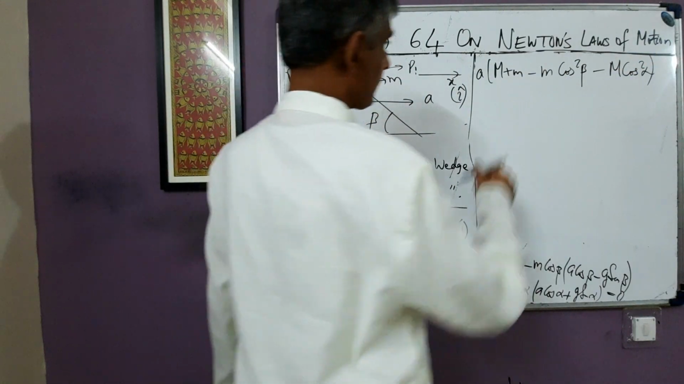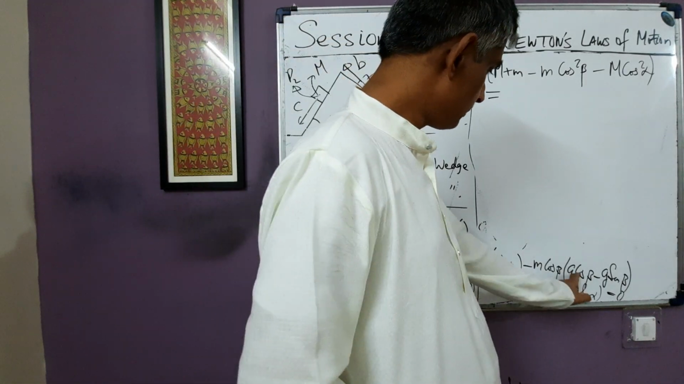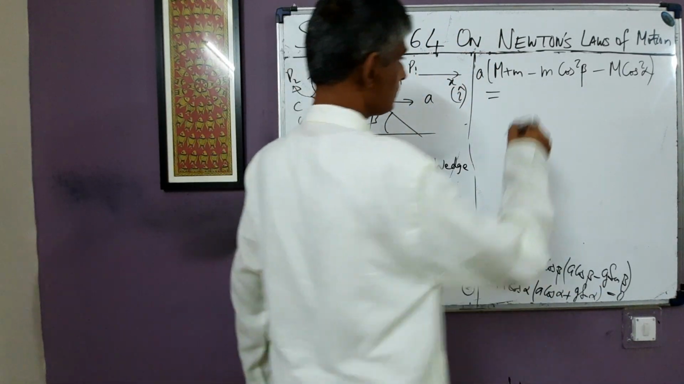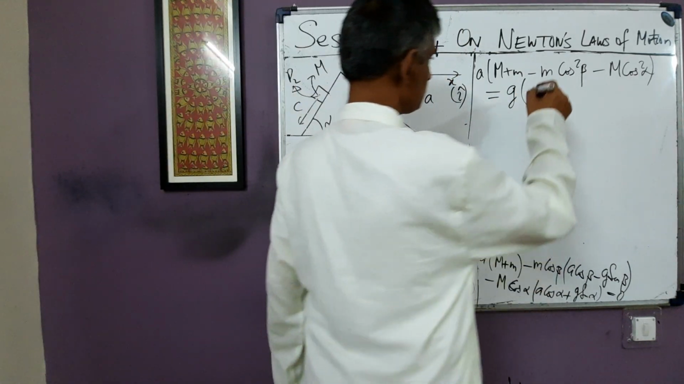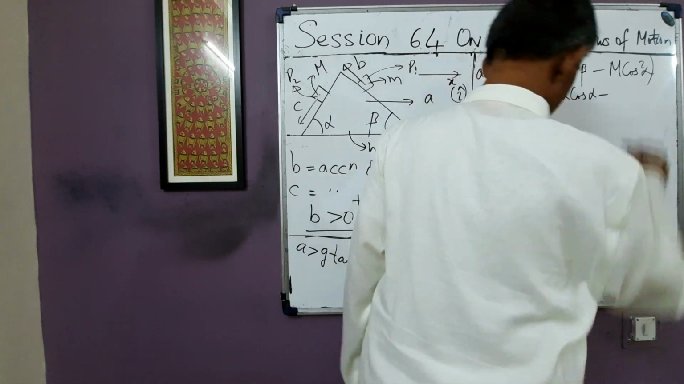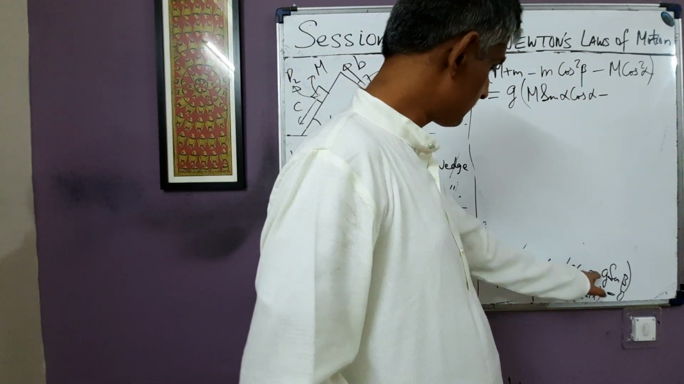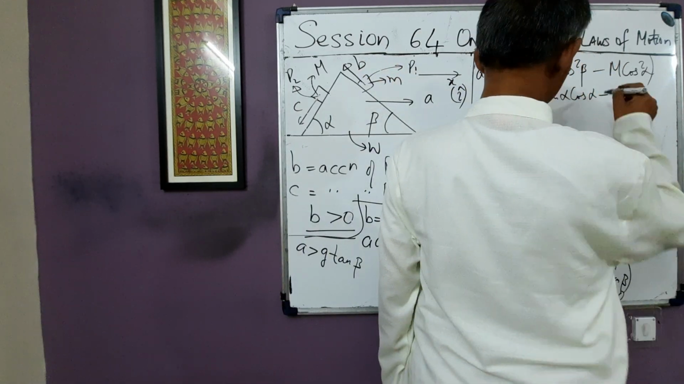Okay, that is same as, now shift g term that side, this goes that side, so it becomes g common, M sin alpha cos alpha minus m cos beta sin, here it is minus plus, it goes that side again, minus m cos beta sin beta.